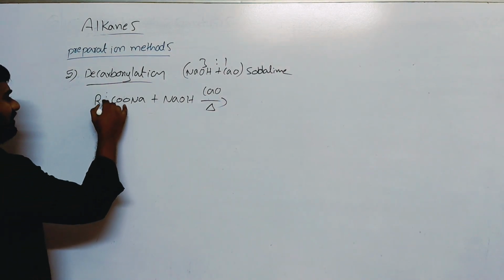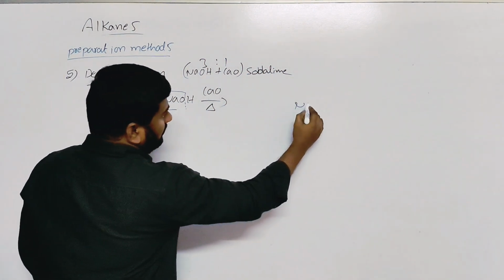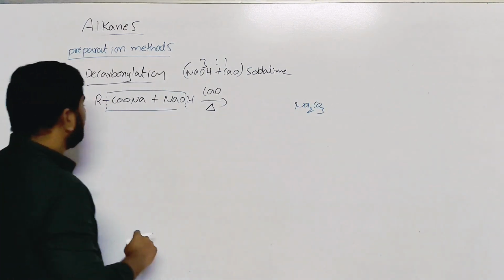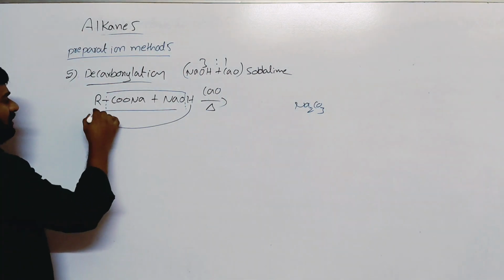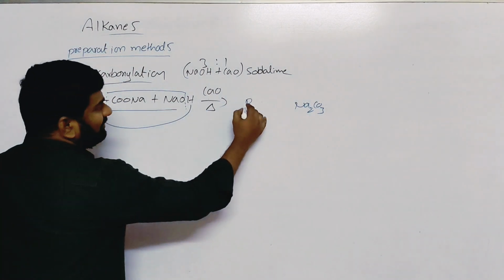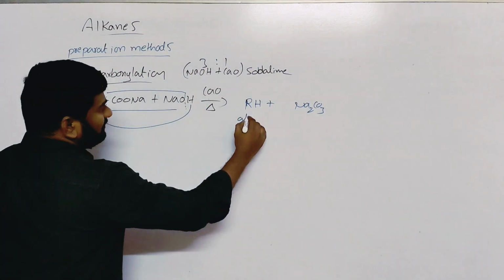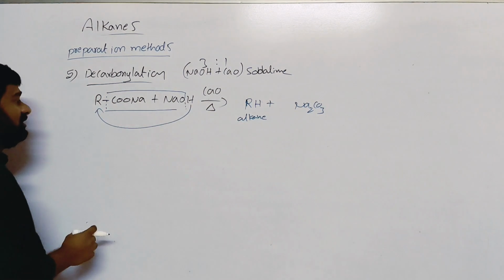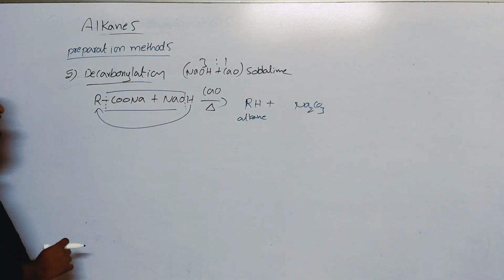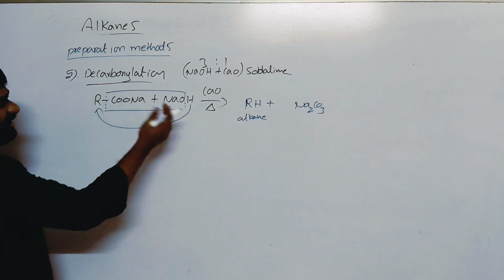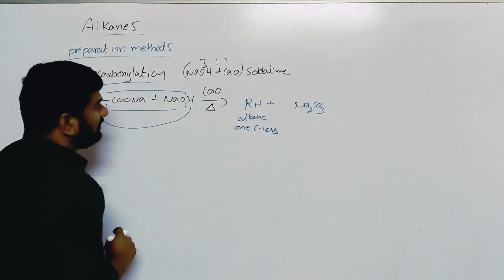What is happening? From this COONa onwards up to this NaO, this part will be removed as Na2CO3. Then which is left here? Hydrogen is left. If you add this hydrogen to the R, what will you get? RH, and RH means alkane. Initially in this compound, one extra carbon is there, this COO carbon. This carbon is removed, so one carbon less alkane you will get.